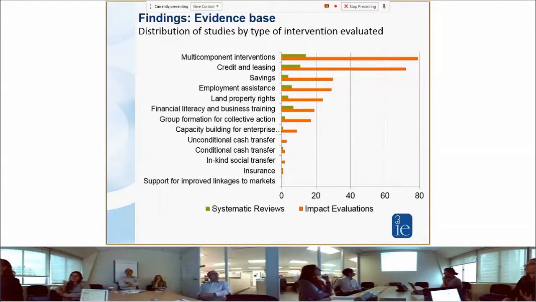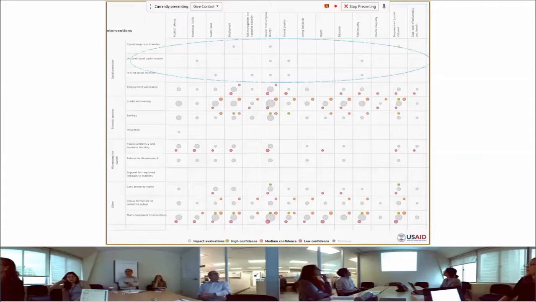So the majority of the evidence is focusing on credit and leasing and savings interventions, so microfinance, and multi-component interventions, but even a good proportion of these is still microfinance. They just don't break it down into what is the kind of active ingredient or what is the specific product that the intervention is providing. Some of the gaps are up here.